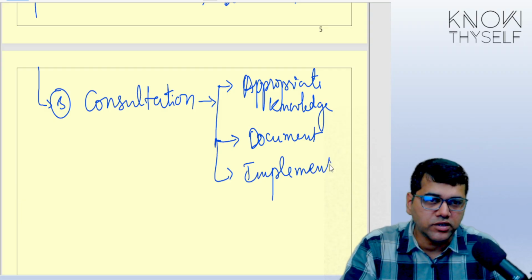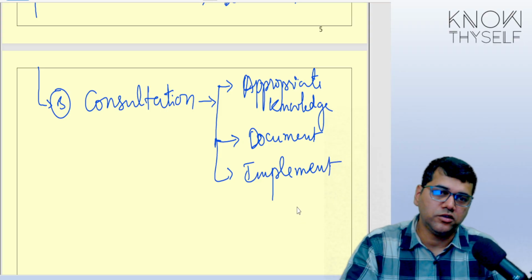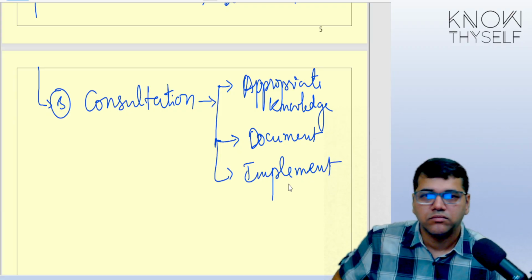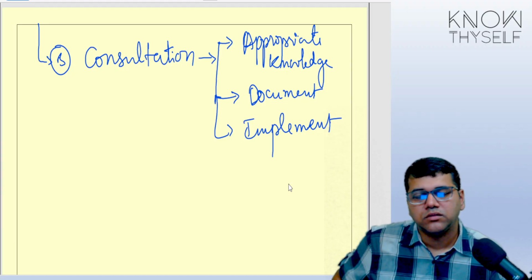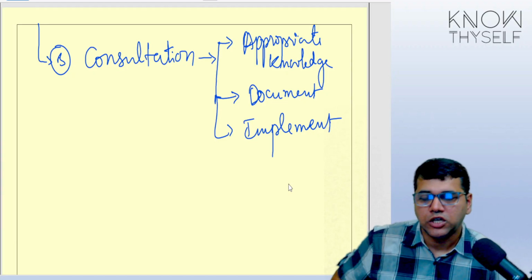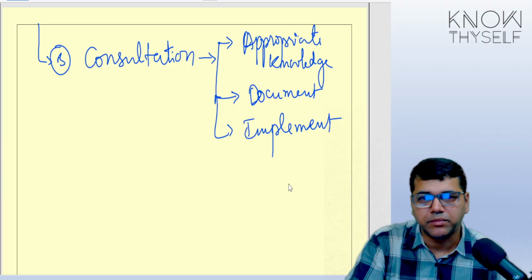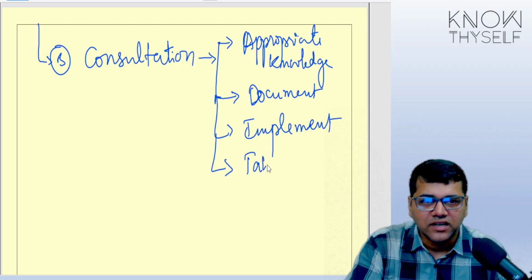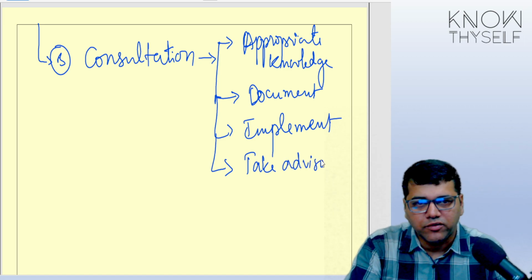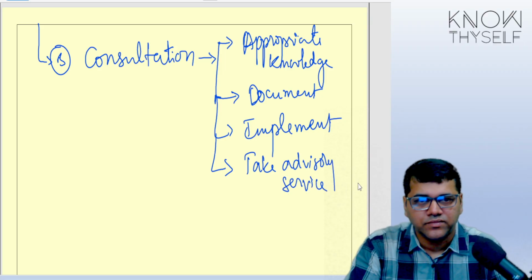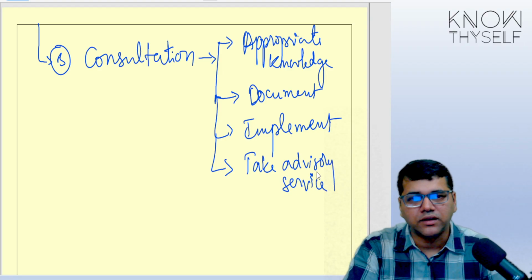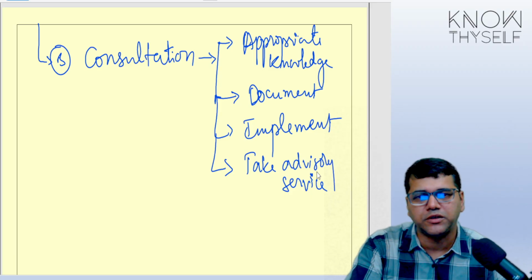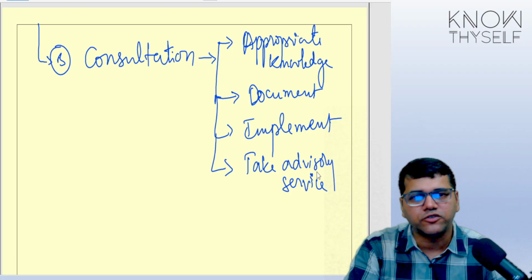If you don't implement, then what's the point of consultation? Otherwise, you would end up with a difference of opinion. And if you are agreeing, then you should implement it. So, consult a person with the appropriate knowledge, document what has been consulted, and implement. And if required, take advisory service. If you don't have technical people who can help you, take some service from outside people. That's it. Just remember this. Already we have seen this in the examination question. Whenever any consultation comes, you write these four points.